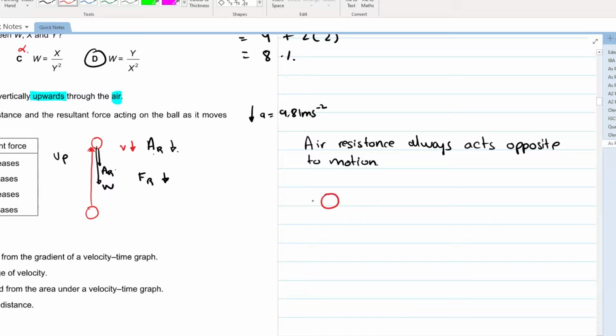If your ball is moving upward, your air resistance, just as in this scenario, will be acting downward. If your ball is moving downward, your air resistance will be acting upward. This was the case for terminal velocity.